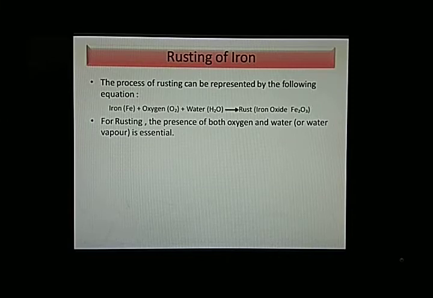But whenever in addition to it water is also there, or simply you can say water vapor, that is the moisture in the air, then rusting will occur. So it would not be wrong to say that rusting process is a natural phenomenon for iron objects. So wherever there is an iron object, rusting will definitely occur. Maybe the rusting process may occur very fast or very slow, but it will occur. So iron objects can't escape from that.